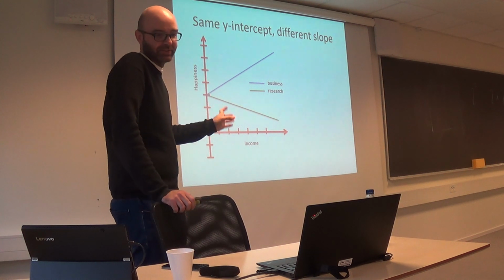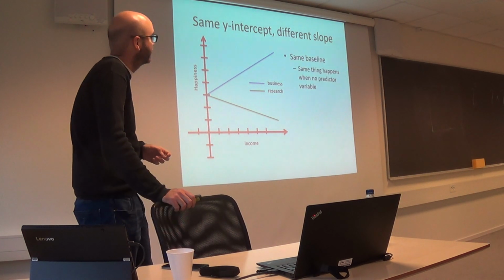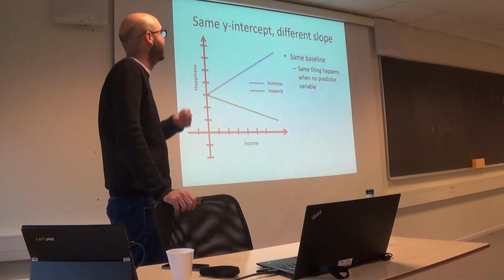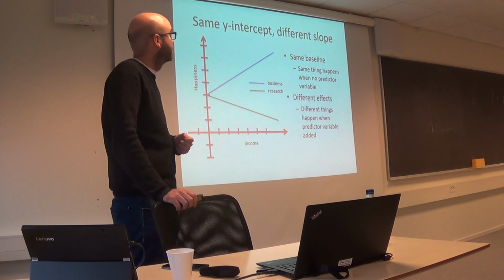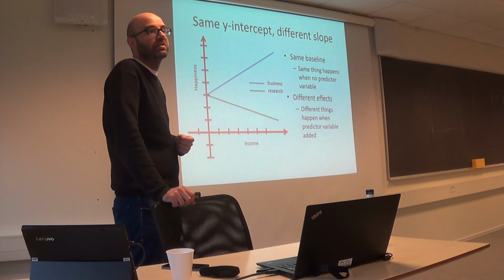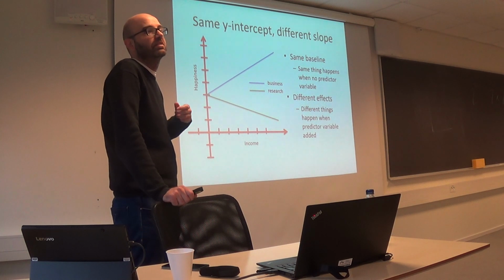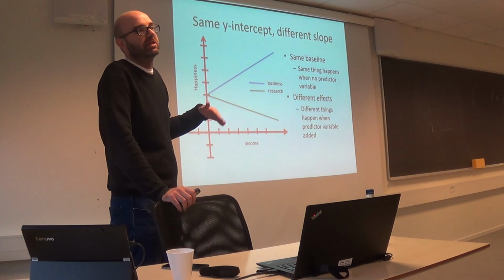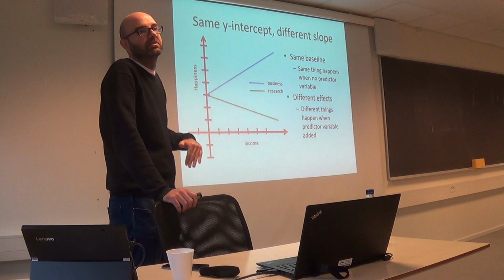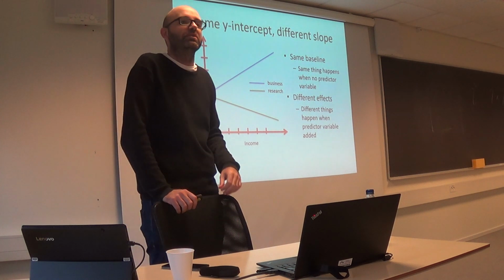So I can imagine that this is the sort of slope that you could perhaps see. The same thing happens here when there's no predictor variable, but there are different effects. Giving people more money in one case makes them happier but makes them sadder in the other case. But here we might have an intervening variable, which is administrative load.